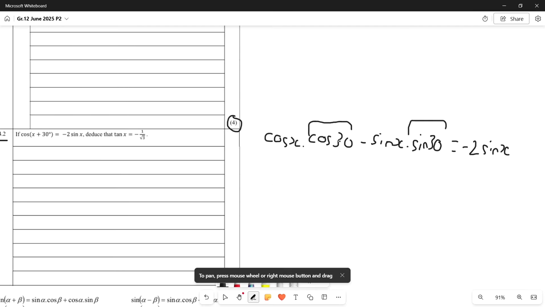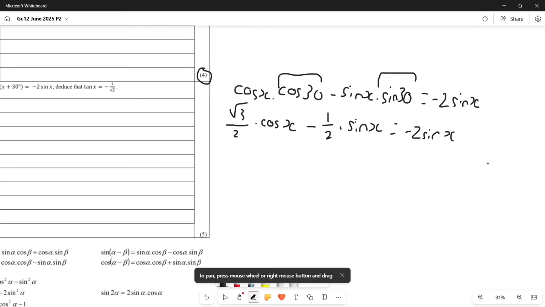So that means we can simplify the cos 30 and the sine 30. So cos 30 is the square root of 3 over 2, and this is multiplied by cos x over here. And then minus sine 30 is 1 over 2 times sine x, and that equals minus 2 sine x. So at this stage, these guys are both over a 2, which means we can multiply by 2. So we can drop the denominator.